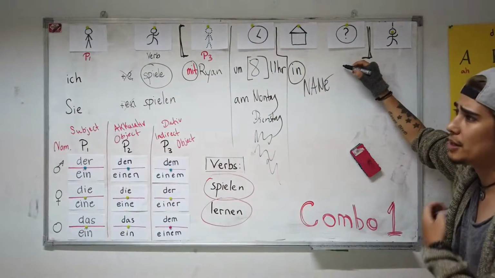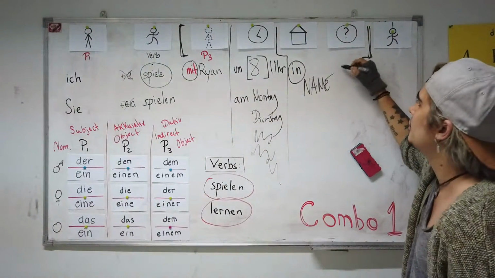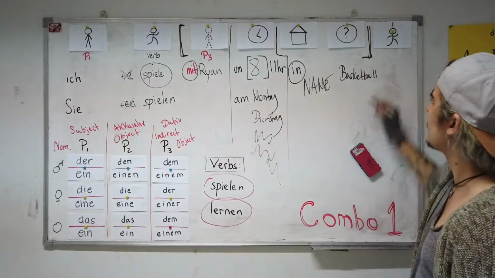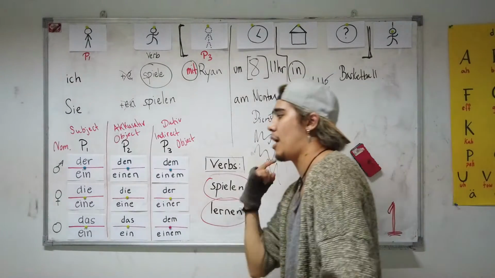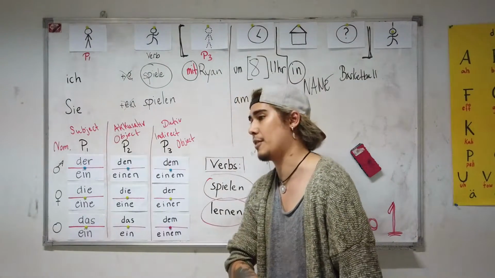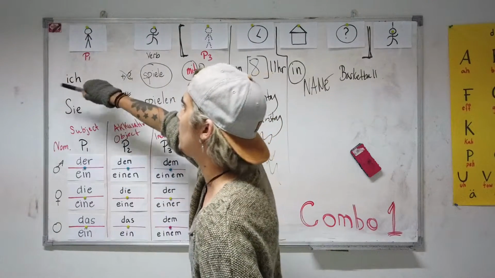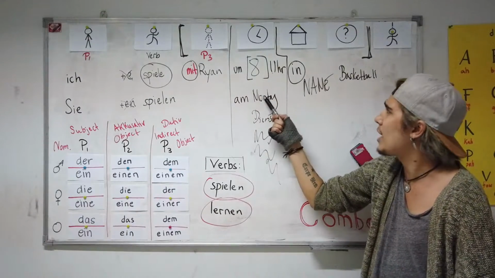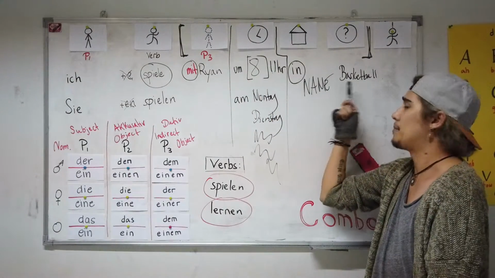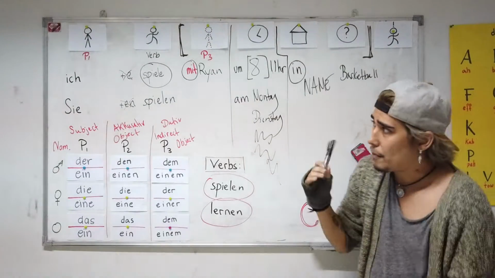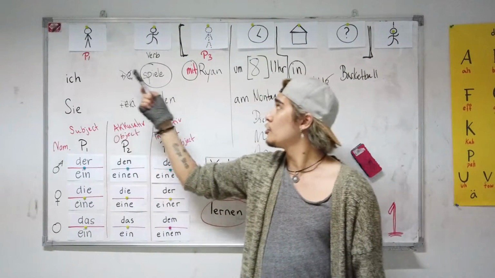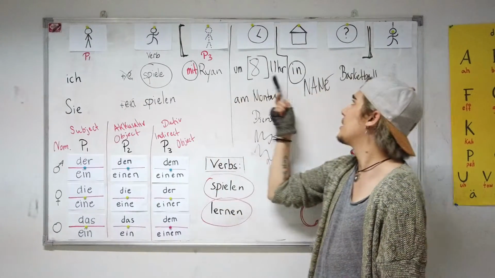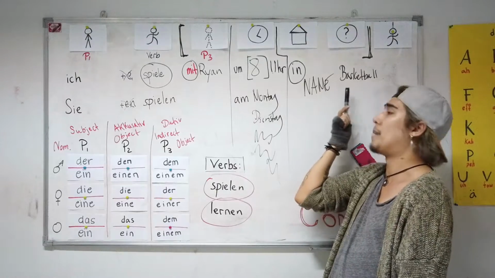So, if I'm going to play basketball with Ryan, guess what? I'll just put here, basketball. And then I'll put my period. Ladies and gentlemen, we got one full sentence in German with a lot of information. So, my sentence will be Ich spiele mit Ryan 8 Uhr am Montag in Makati Basketball. But you can also say Ich spiele am Montag mit Ryan in Makati Basketball.